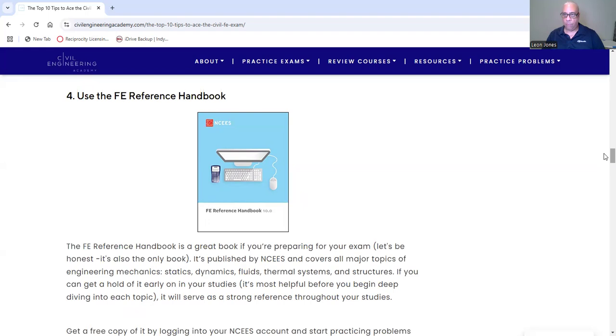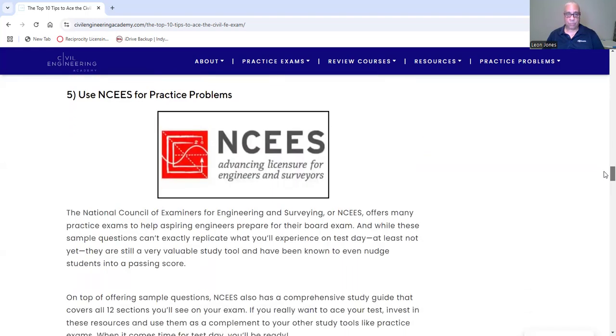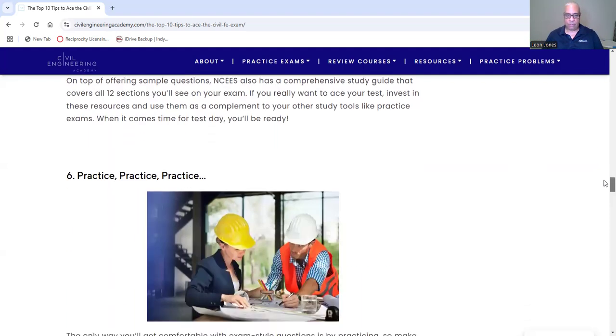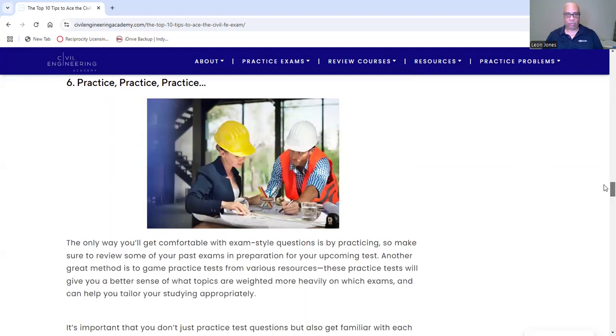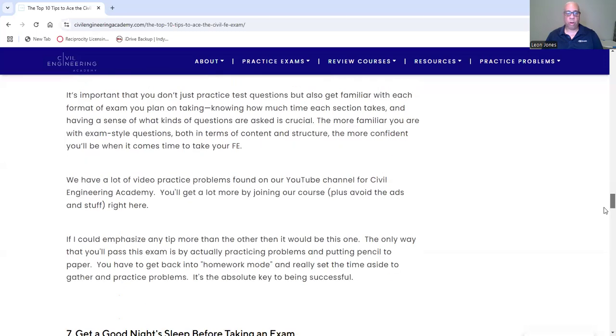Now, I know some of the testing centers, when I took the test, some of the computers were relatively slow. Use NCEES for practice problems. Again, I showed you the book. I have the practice problems. Also, practice, practice, practice. That's how you're going to get it. The thing about engineering is it's all about problems, all about reading, all about making sure your units are correct. Make sure you know how many square feet are in a square yard.